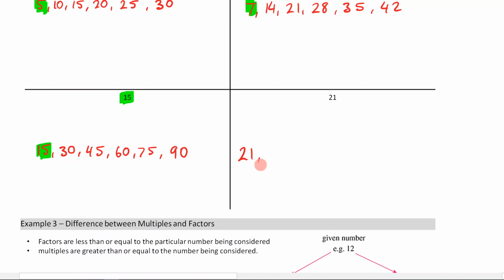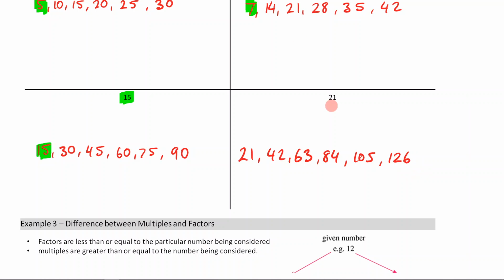And last but not least, 21. So now what I'm going to do is I'm just going to plus 21 each time. So 21 plus 21 is 42. 42 plus 21 is 63. 63 plus 21 is 84. 84 plus 21 is 105. 105 plus 21 is 126. And again, let me stress, 21, the first multiple is 21.